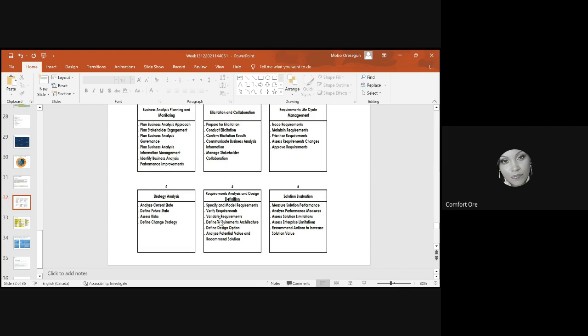All right, so the fifth one, requirement analysis and design definition. Now, this is where you actually focus on your solution. This is where you model your solution. What's it going to be like? You're verifying your requirements, because you've already defined what the requirement is. You have a solid idea of what the project is like. You've defined who is going to be your approver.